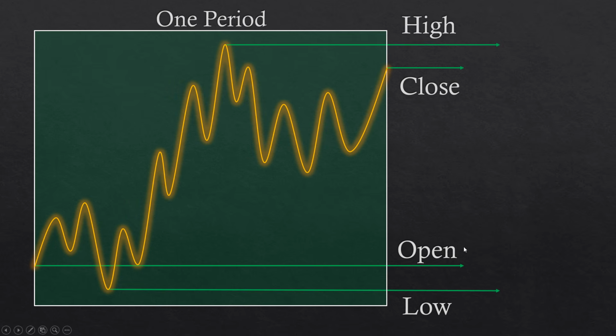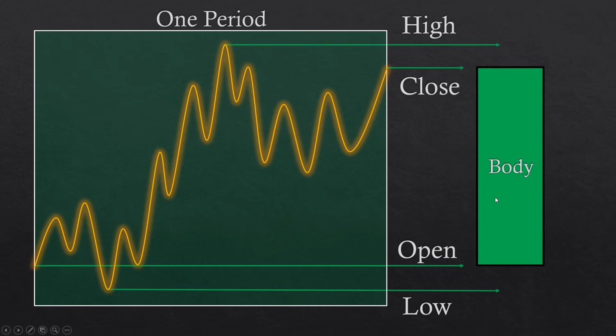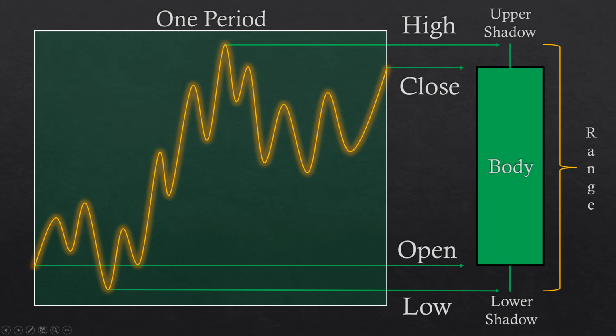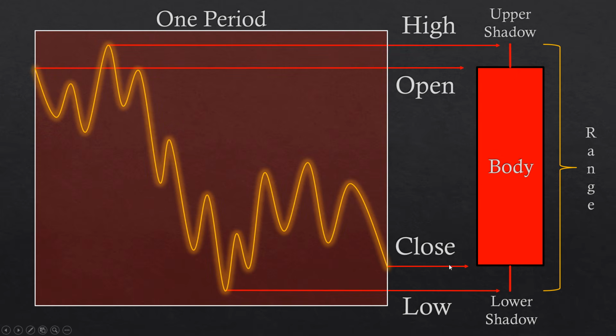The distance between the open and the close is displayed as a thick bar, known as the candle body. In the case of a bullish candlestick, the distance between the open and the low and the distance between the close and the high are displayed as thin lines, also known as candle wicks or candle shadows. The distance between the low and the high is known as range. The bearish candlestick works in the exact same way. The only difference is that the close is lower than the open. The wicks or shadows are formed by the distance between the open and the high and the close and the low. Notice also that this is true for all time frames.